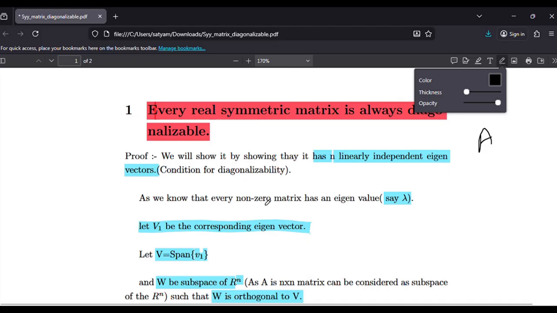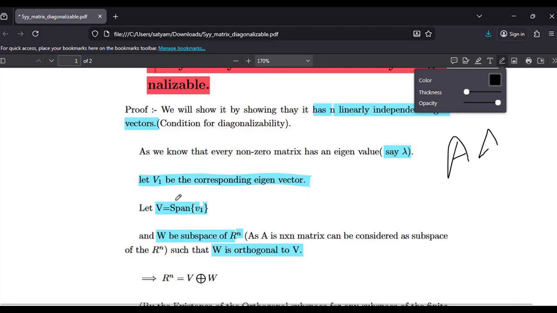So we know that every non-zero matrix has an eigenvalue. This means for any non-zero matrix A, there exists an eigenvalue lambda and a corresponding eigenvector v1. So let the eigenvector be v1 and the eigenvalue be lambda. For the non-zero matrix A, we are given that A is a symmetric matrix. We know what a symmetric matrix is: A transpose is equal to A.